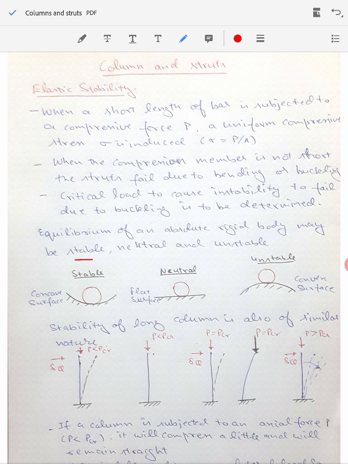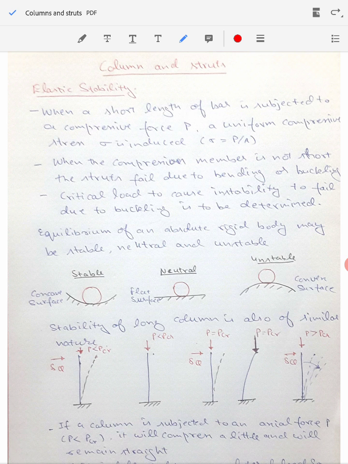Now in the case when the ball is resting on a flat surface, if we push it a little bit, it will move to a new position and will not come back to the previous position of equilibrium. It will achieve another new equilibrium position, but it will not move further once we have removed the disturbing load. That particular configuration is called neutral. While in the case when it is resting on a convex surface, if the ball is moved from the equilibrium position, it will have a tendency to keep on moving away from it. That kind of configuration is called an unstable configuration.